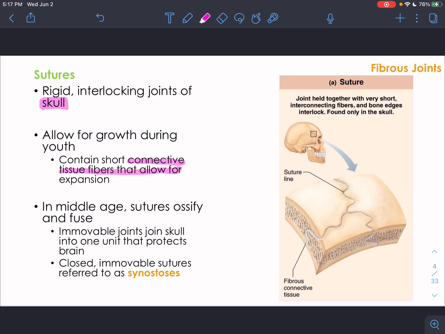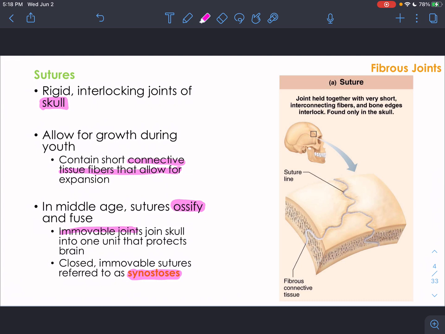In middle age, the sutures are going to ossify and fuse together to create a solid connection between the bones. Once they ossify, you have an immovable joint that joins the skull bones together, which is important because it helps protect the brain. These closed immovable sutures are referred to as synostoses.